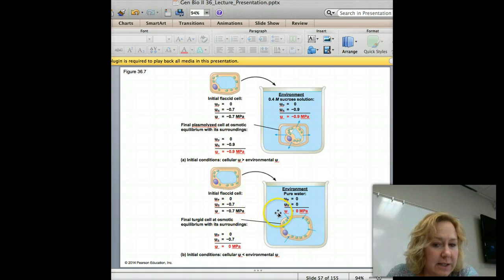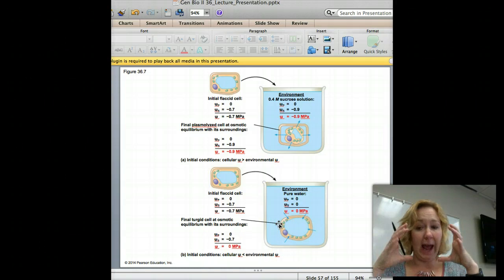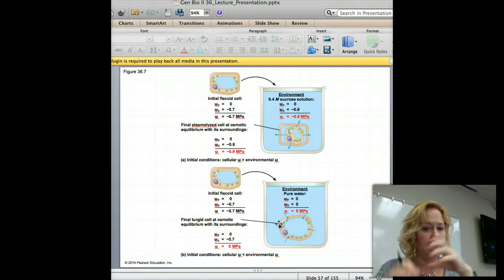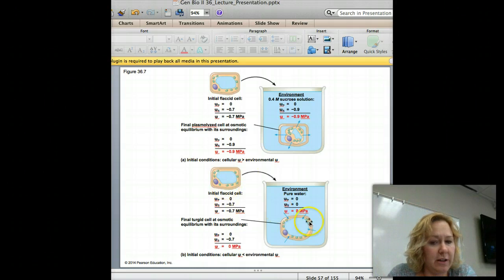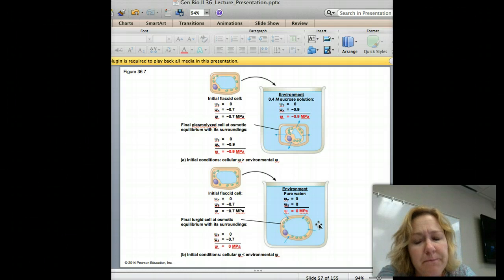So you're going to see what this looks like in just a second. Now I've put my cell in here and stuff's all going to come in. It's going to rush in and it's going to make my cell all big and happy. Big, fat, and happy. So this is my initial cell, and now my cell's all big, fat, and happy because I'm in pure water.